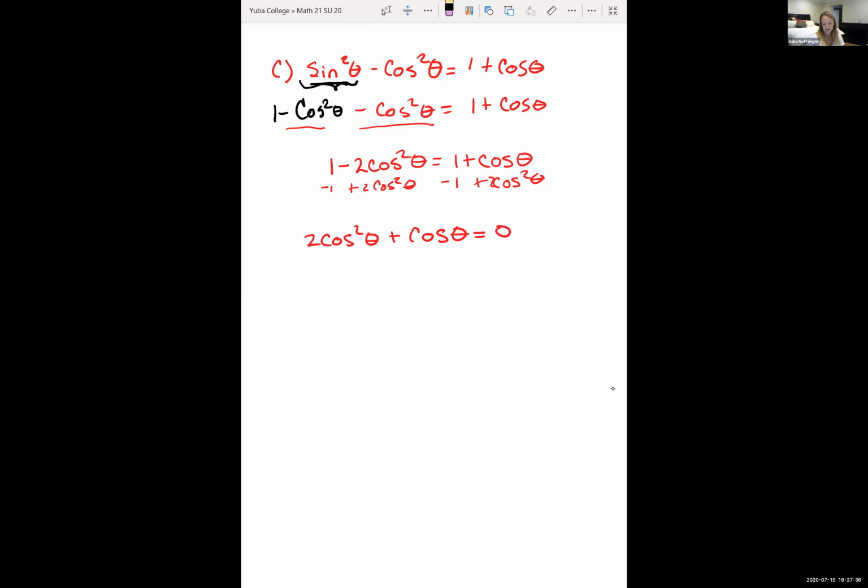So since our constant is gone and our 2 terms have a cosine in it, we can factor out one of the cosines. So pulling out a single cosine theta from both of those terms, we're left with cosine theta times 2 cosine theta plus 1 equals 0. So you're looking at when is cosine theta equals 0 and when is 2 cosine theta plus 1 equals 0. Well, cosine is 0 at pi halves and 3 pi halves.